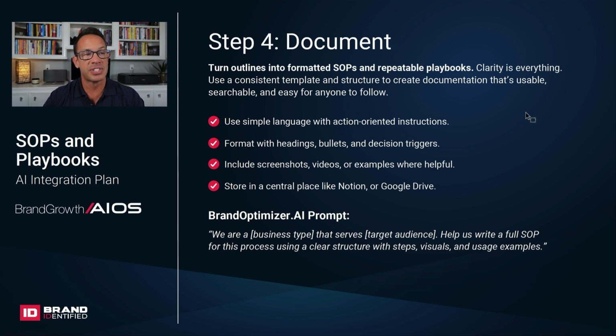So moving on into step number 4, and that is to document. Turn outlines into formatted SOPs and repeatable playbooks. Clarity is everything, so use a consistent template and structure to create documentation that is usable, searchable, and easy for anyone to follow. So use simple language with action-oriented instructions. Format it with headings, bullets, and decision triggers.